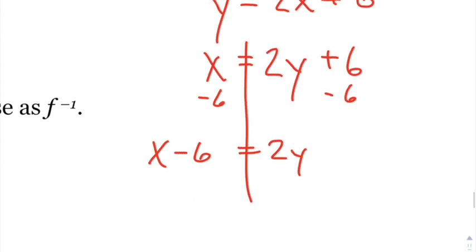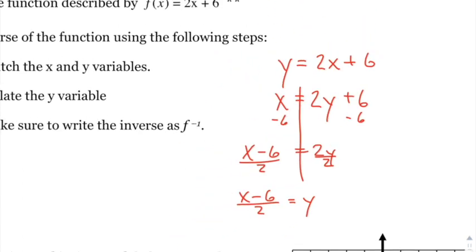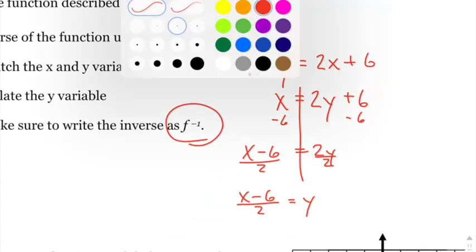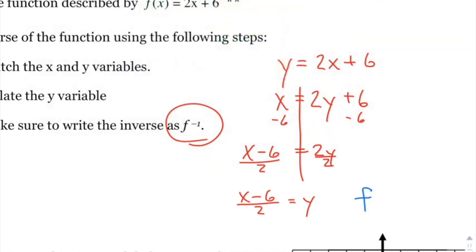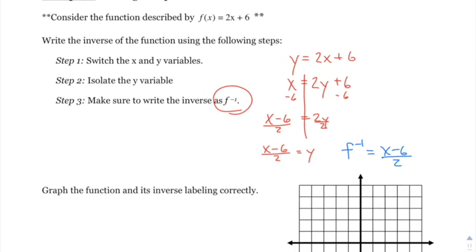You got 2y, and then divide both sides by 2. You can just write it as x minus 6 over 2 equals y. And then we got to go put it back into the fancy notation. So we're going to say f inverse equals x minus 6 over 2. And that's just the best, I guess, way to write it out there.